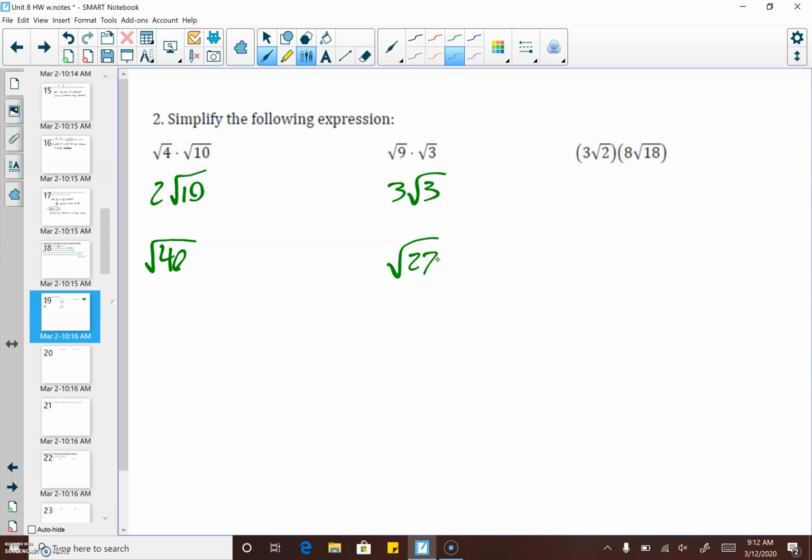If we go over here, we end up with 3 times 8, which is 24, and 2 times 18, which is 36. Well, 36 is a perfect square. The answer is 6. So now we have 24 times 6, which is 144. So you can see how we have some combinations of rationals and irrationals here that work in a couple of different ways.